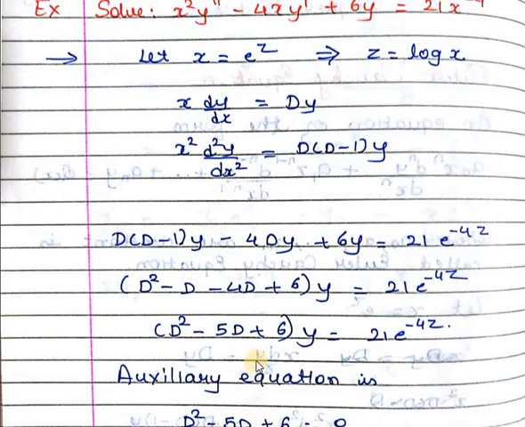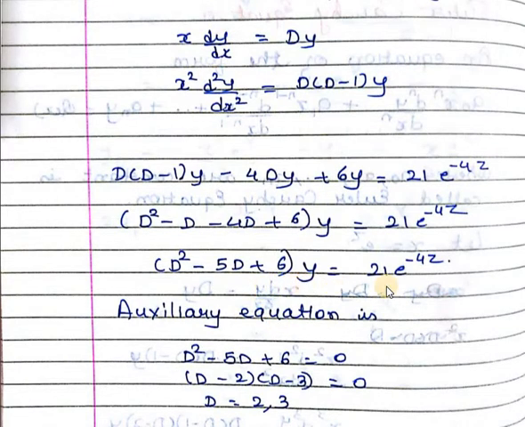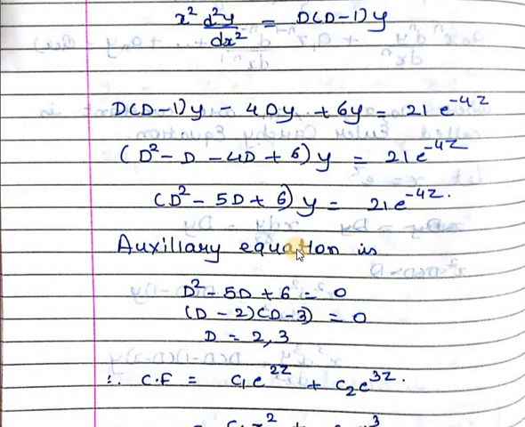Now here we will have to find out f of D. For that, comparing the equation with f of D into y is equal to capital X, the auxiliary equation is given by f of D equal to 0. So what is f of D? It is D square minus 5D plus 6. So the auxiliary equation will be D square minus 5D plus 6 is equal to 0. Now if we factorize this, then it will be D minus 2 into D minus 3 is equal to 0. Therefore D minus 2 equal to 0 or D minus 3 equal to 0. Therefore D will be 2 and 3.